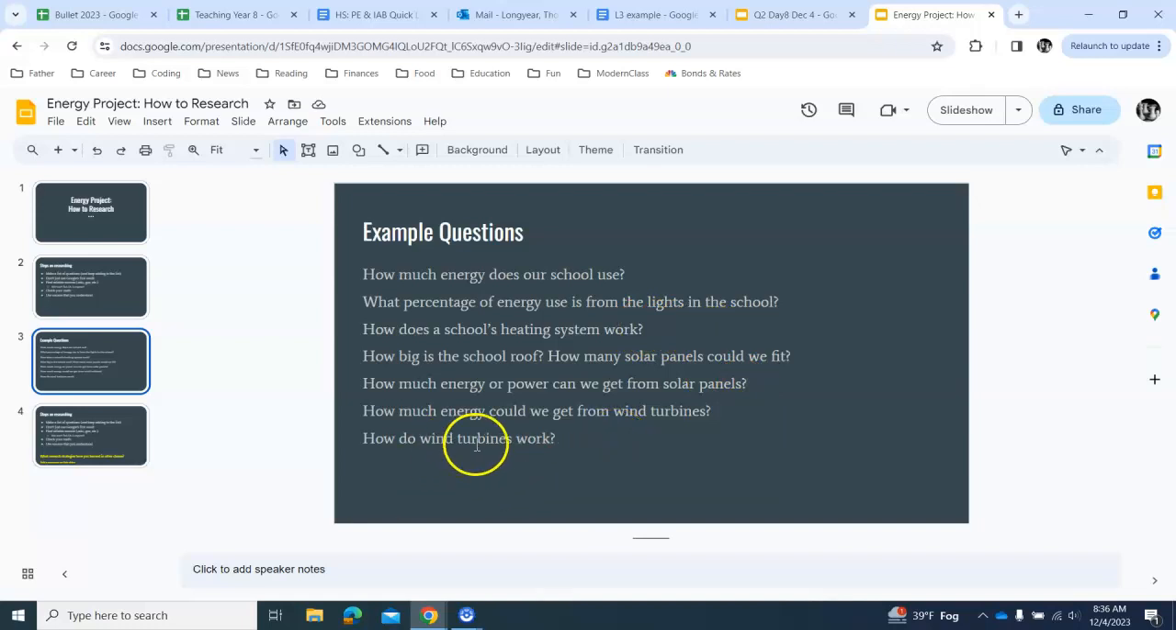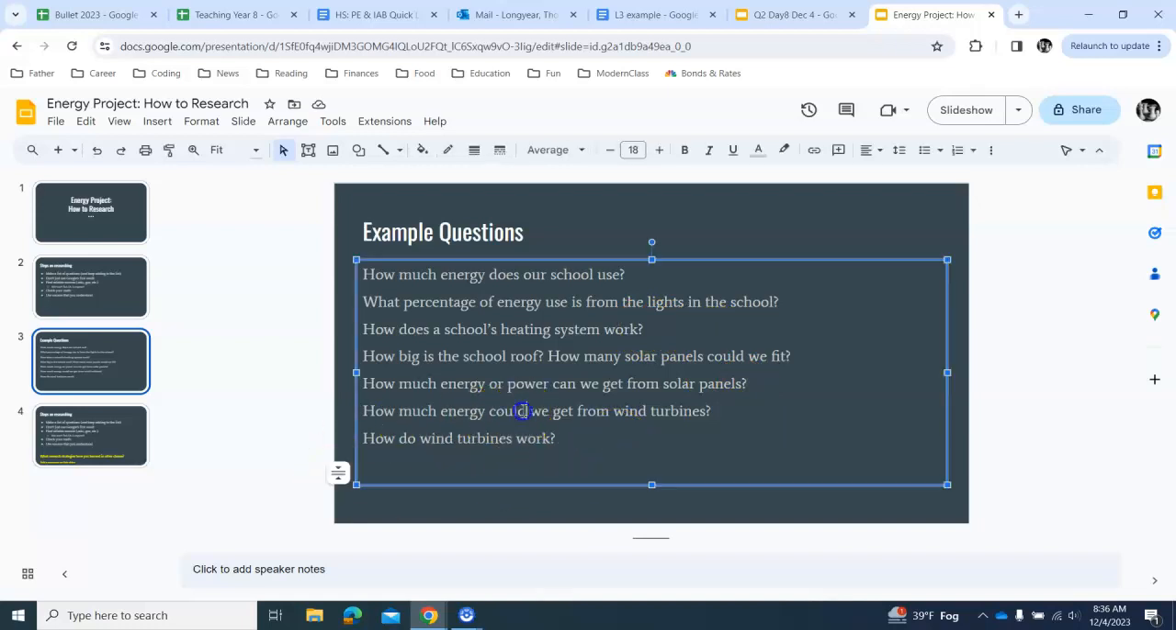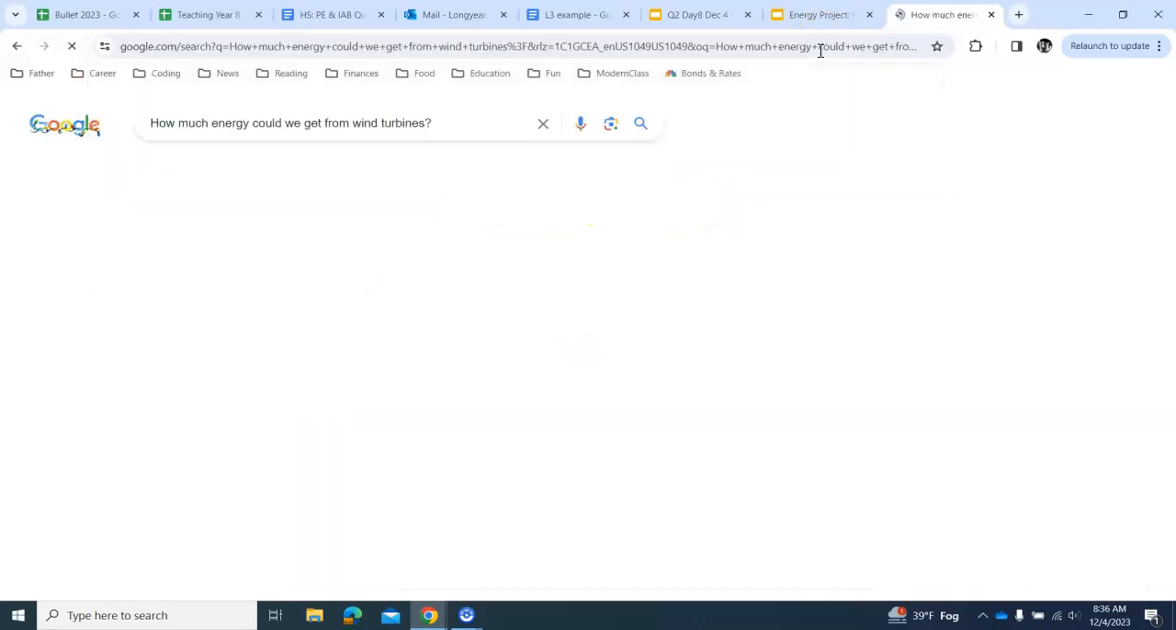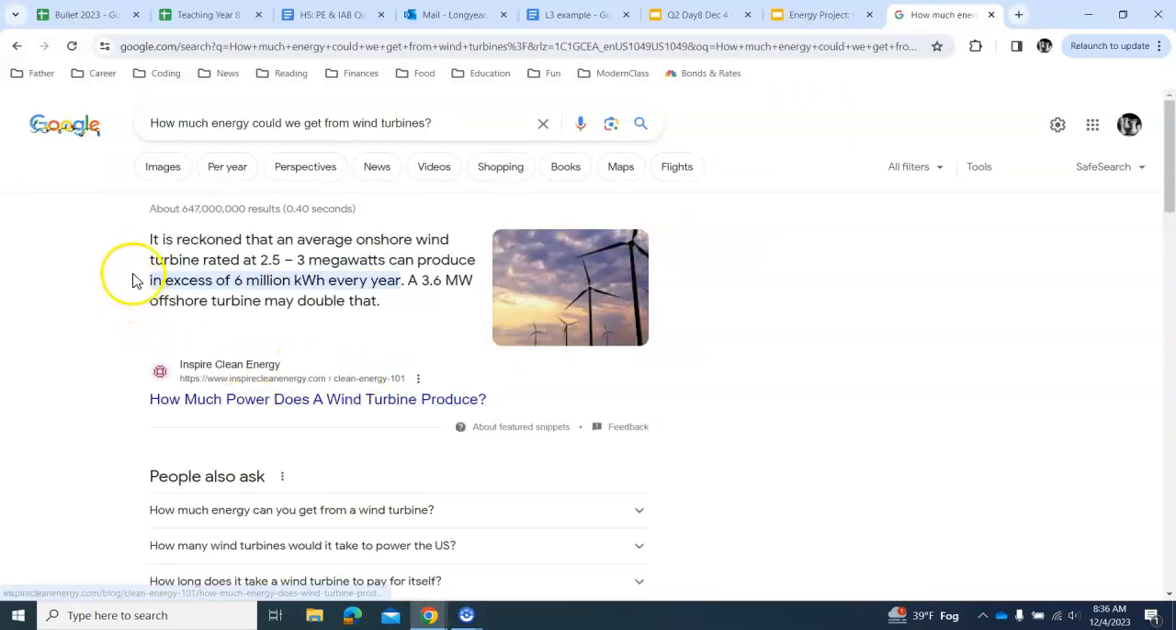Let's try to look up one of these. So I have my list of questions. I'm going to go to Google. I'm going to copy and paste my question. And all right, so here's an example. The first thing that comes up says that the average onshore wind turbine gets 2.5 to 3 megawatts, and it can produce 6 million kilowatt hours every year.